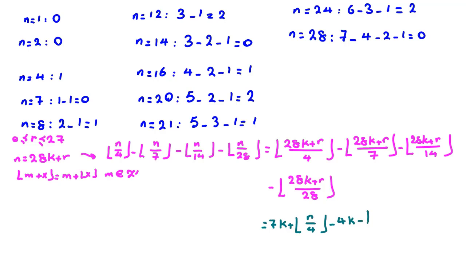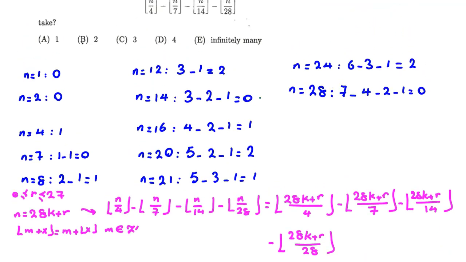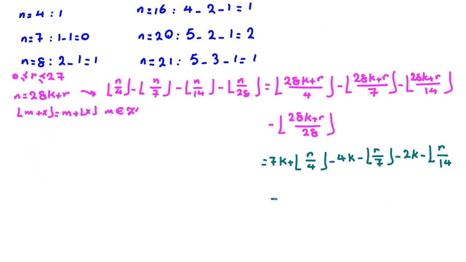Minus 4k, you take it outside, minus r over 7. Next one, 28k over 14 is 2k, minus r over 14. And let me just check. Yes, all of them minus. Next one is 28k over 28, k, minus r over 28. And you can see 7k minus 4k is 3k, minus 2k, k minus k is 0.